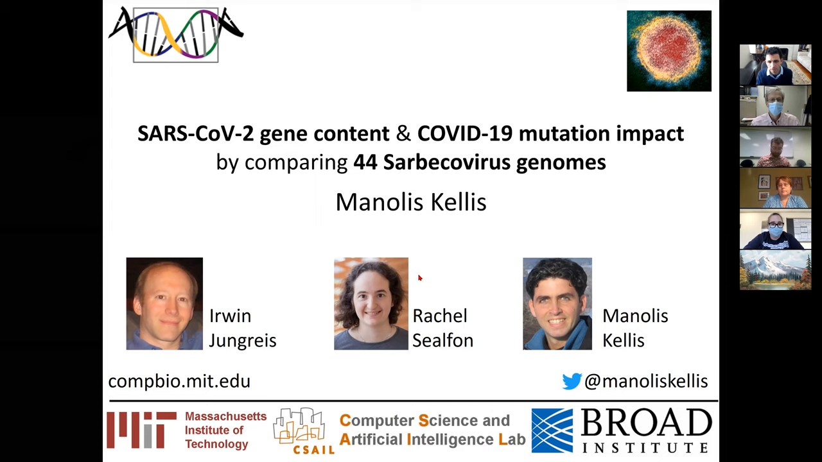So our goal was basically to use some of our comparative genomics techniques to revisit the gene content of the SARS-CoV-2 genome, and also to understand the mutational impact of recent mutations in the COVID-19 pandemic using a larger evolutionary context. So for us genomicists, this is what SARS-CoV-2 actually looks like. This is basically 29,903 nucleotides of trouble.